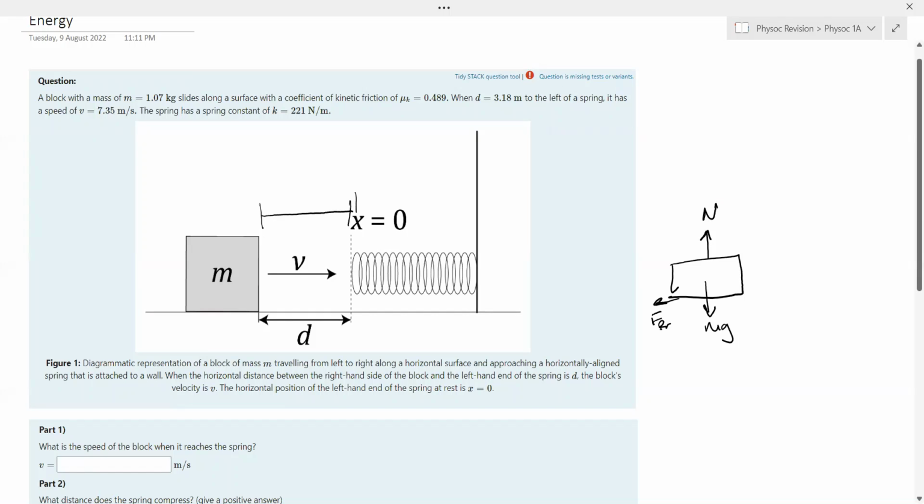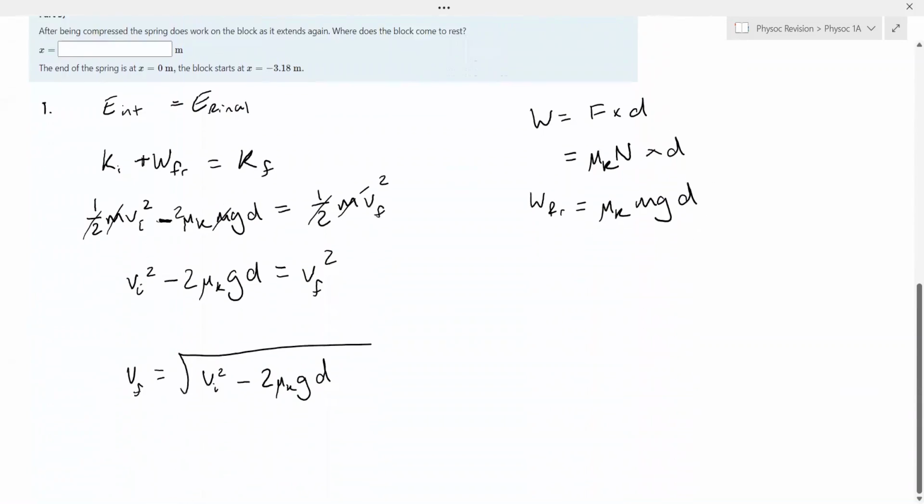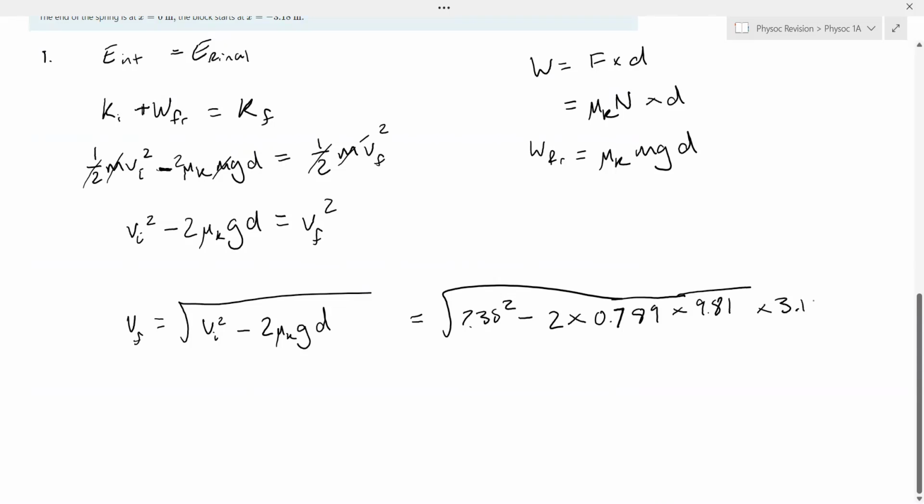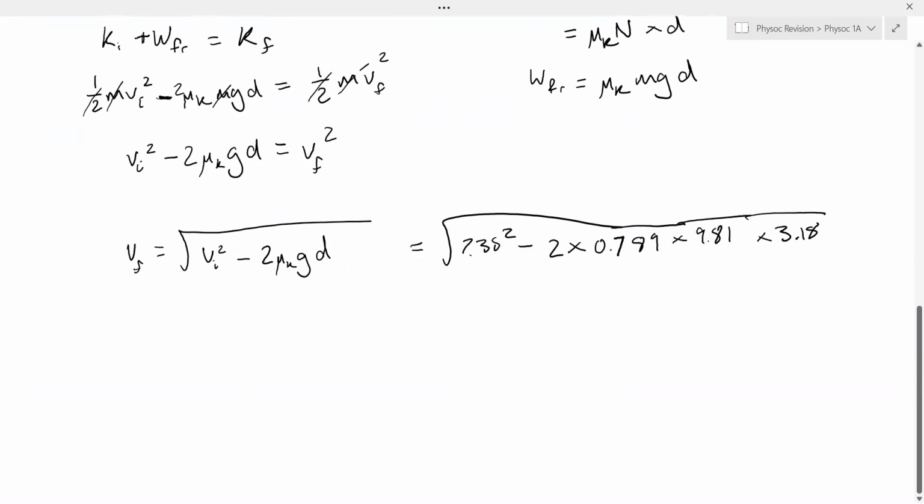They're all in SI units, so we don't have to worry about unit conversion. So let's just put that in. This is going to be 7.35 squared minus 2 times 0.789 times 9.81 for gravity and 3.18 for the distance. And this gives me 4.85 meters per second.